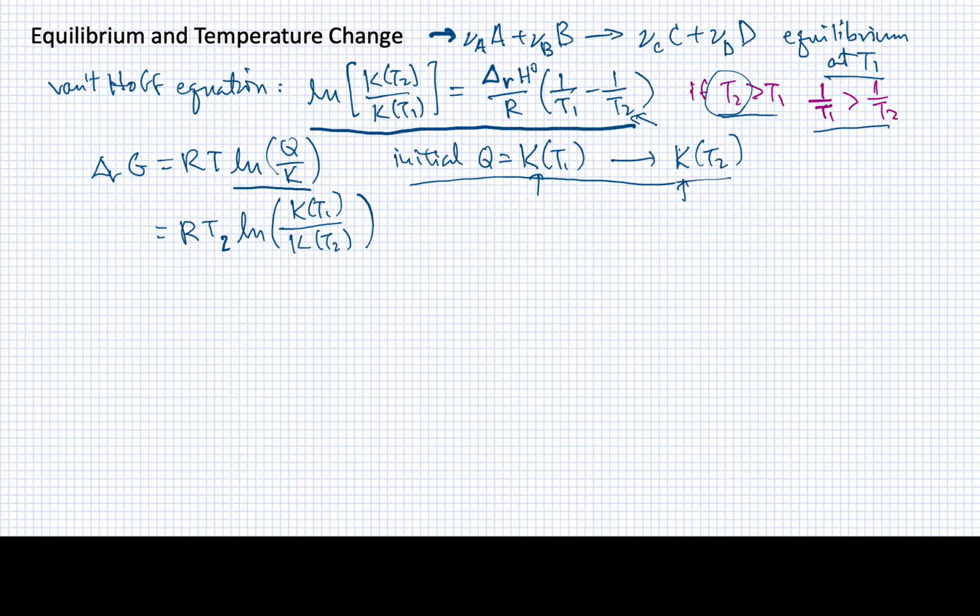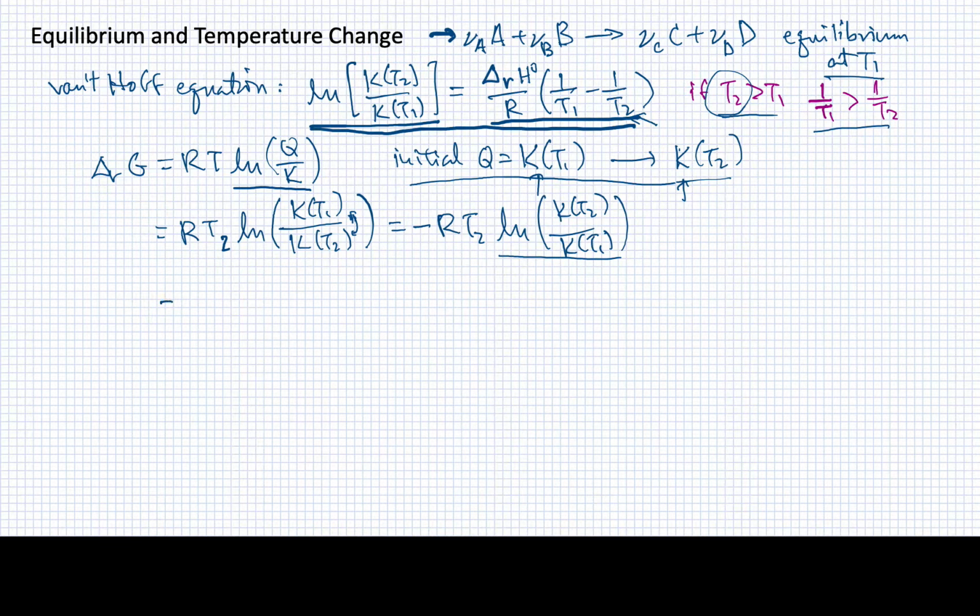All right, so I can make this look a little bit more like the Van 't Hoff equation by taking the negative of this. If I put a negative in front, I can switch the numerator and denominator here in the log function. So I'll have negative RT2, the logarithm of K(T2) divided by K(T1). And now that will look a lot like this quantity here. But now, since I know what this quantity is from the Van 't Hoff equation, I can just substitute this part in for the logarithm here.